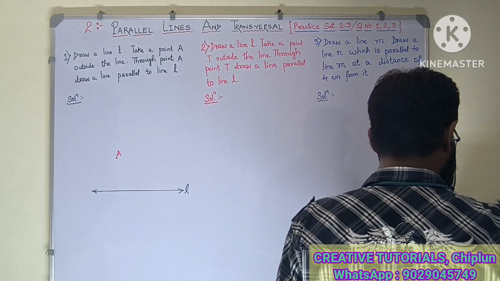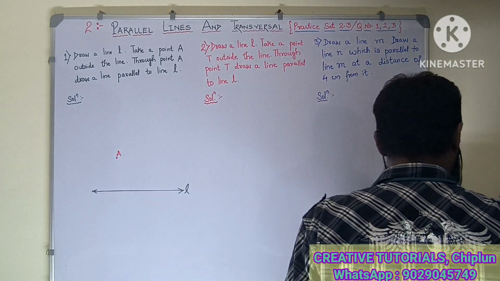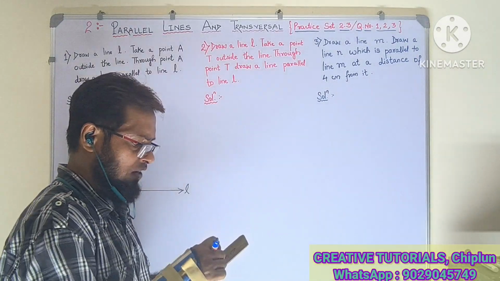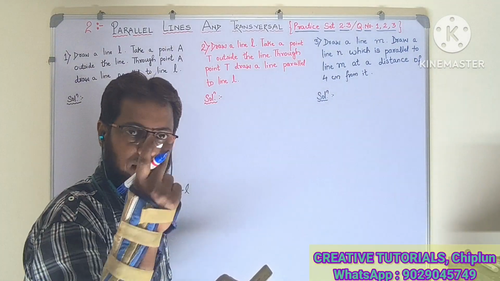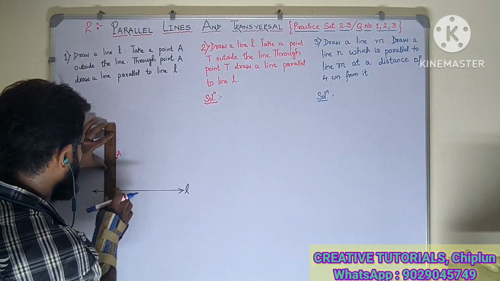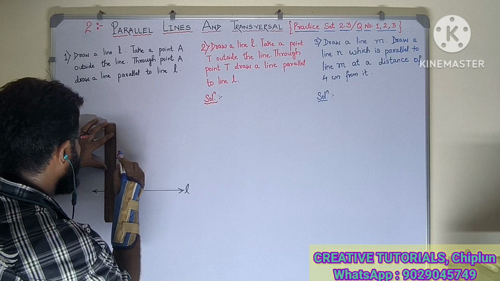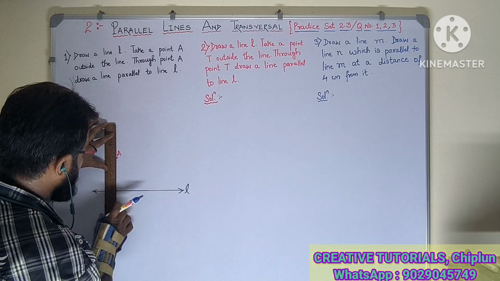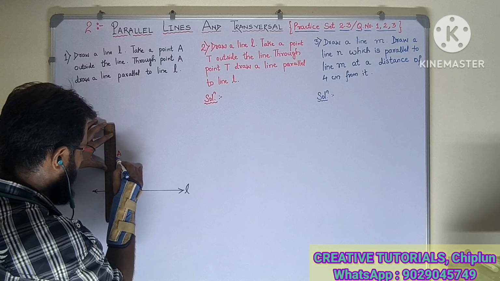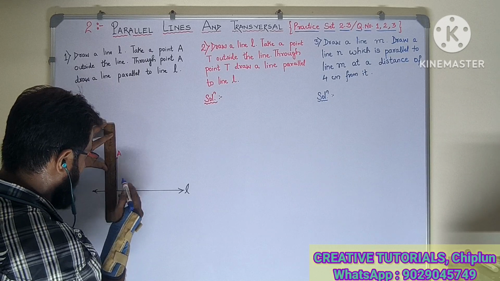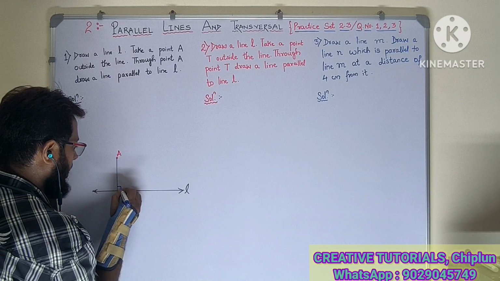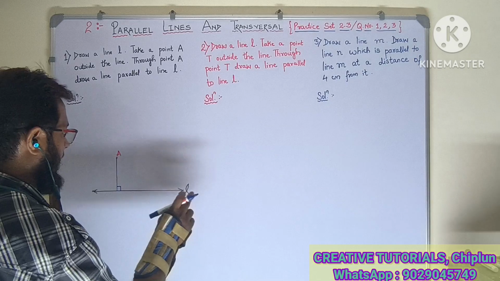Now what you will do? Now we will try to make one perpendicular with the help of a set square. Okay, we know that we have 2 set squares in our geometric construction box. Suppose this is one set square. I will try to bring one of the edges touching this point A, and with that I will draw one perpendicular over here. Okay, suppose this is that line. So this will make an angle of 90 degrees with line L.